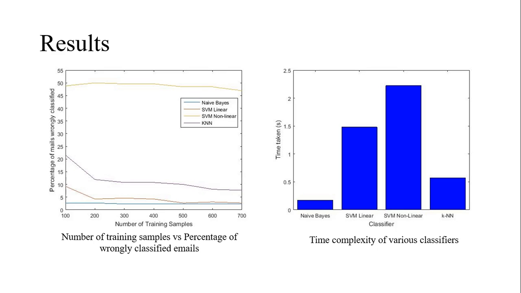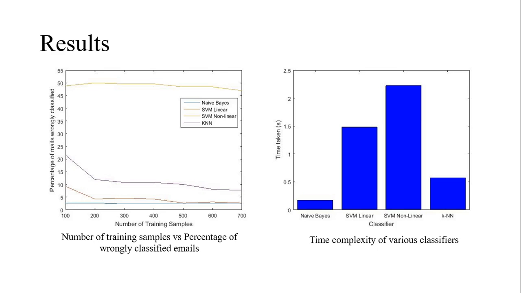The one on the right-hand side was the time complexity of the various classifiers. I wanted to know how much time these classifiers took to classify these emails for the different numbers of training samples used. That is, the time is the total time taken to classify emails based on the 100 training dataset to the 700 training dataset. As you can see, the naive Bayes once again beats out the rest of the classifiers, as it has the least amount of time required.